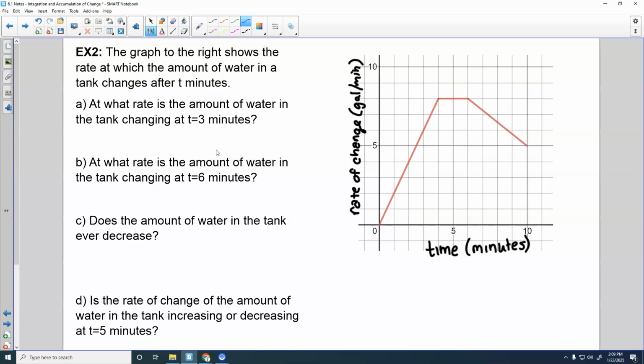First of all, we've got to decide: are we looking for the point? Are we looking for the slope? Are we looking for the area? This one is just a point. While it asks what the rate is at which the amount of water is changing, so it does want a rate of change, the graph is the rate of change, right? So it's just the point. At 3 right here, we get 6. So it would be 6 gallons per minute.